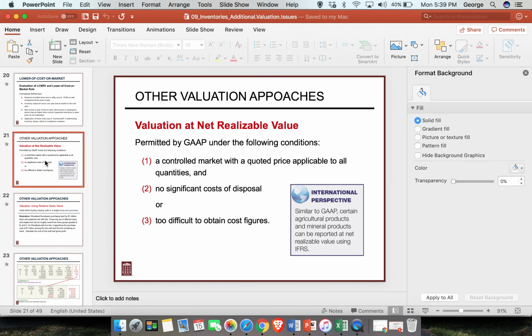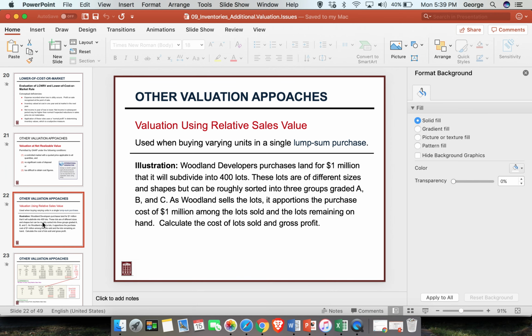Some other approaches. Evaluation at net realizable value is permitted by GAAP under these conditions: controlled market, quoted prices, no significant cost of disposal, or it might be too difficult to obtain cost figures. All right, so if you do that, then you can value your inventory at net realizable value. All right, other valuation approaches. Relative sales value is used when buying various units in a single lump sum purchase. So we have a good illustration of this.